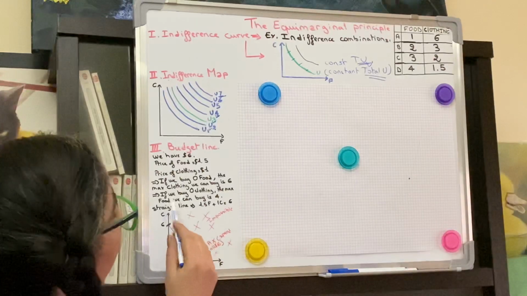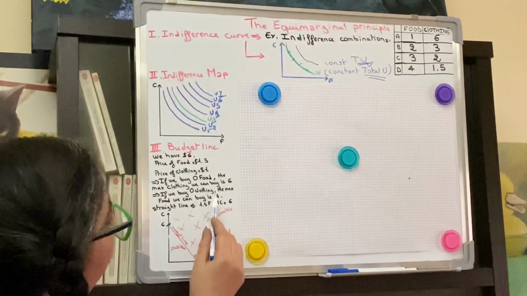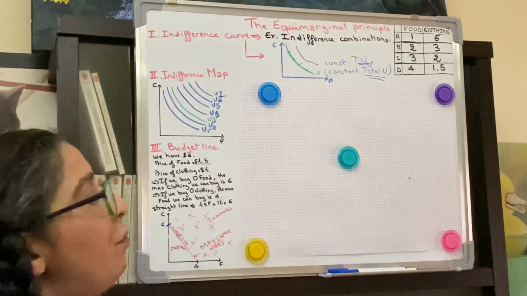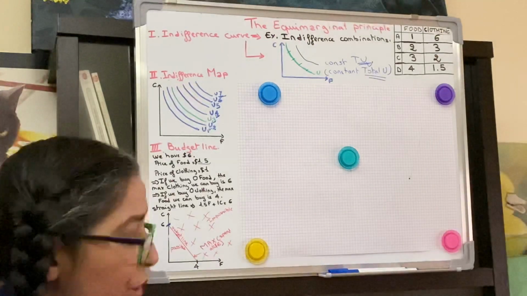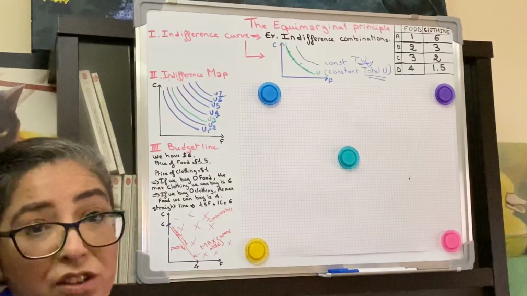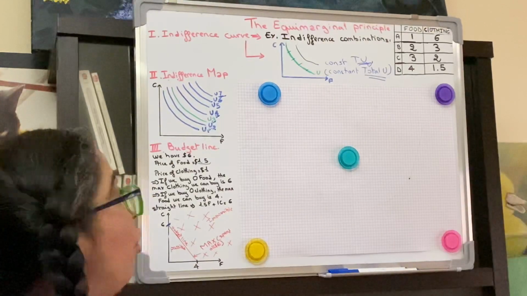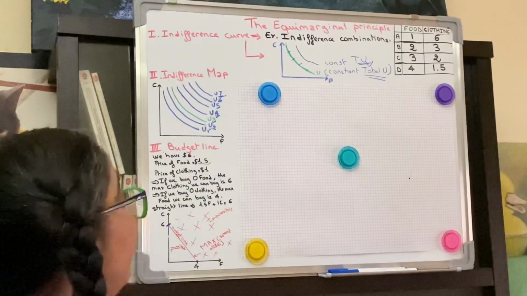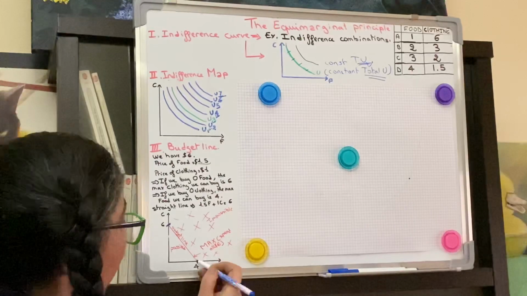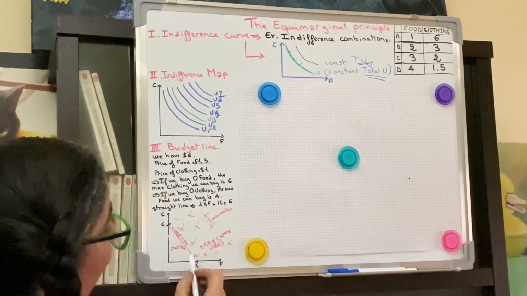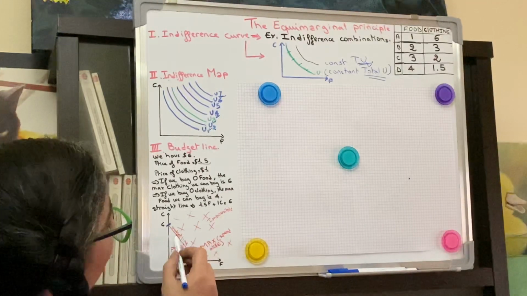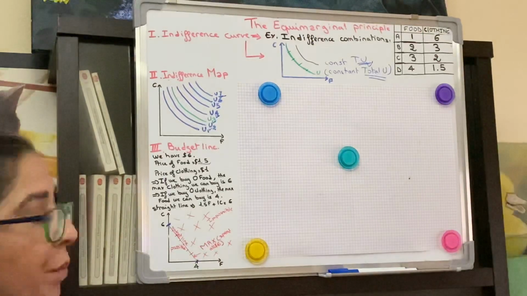Now here, if I buy 0 clothing, I have the price of food that is 1.5. So the $6 that I have divided by 1.5 for each unit, I could buy 4 units of food. That's the maximum, okay? And then it's a straight line, so you have all the possibilities in between.